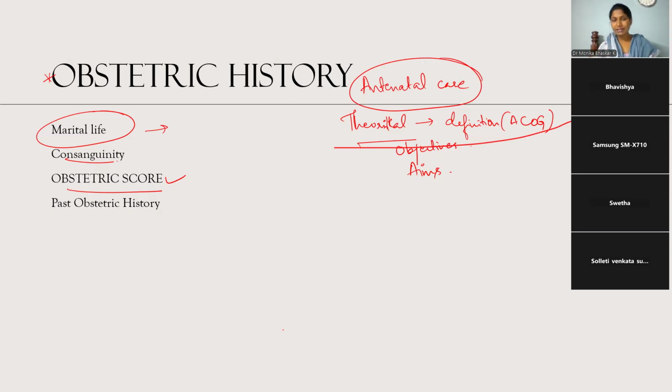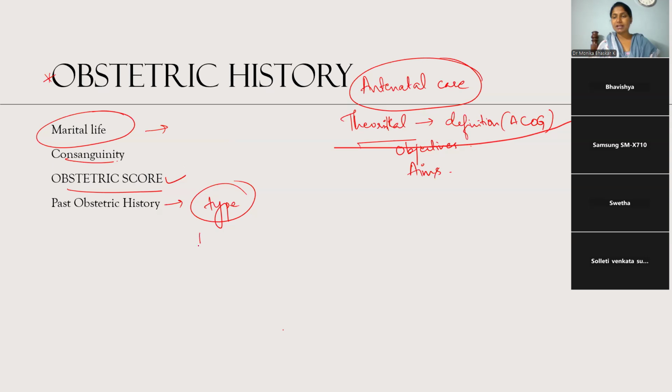So what are the important things? The first important thing is what type of conception. So whether it was a spontaneous conception or an induced conception, or whether she had an IUI or an IVF, whether an embryo transfer was done. So all these we have to write.